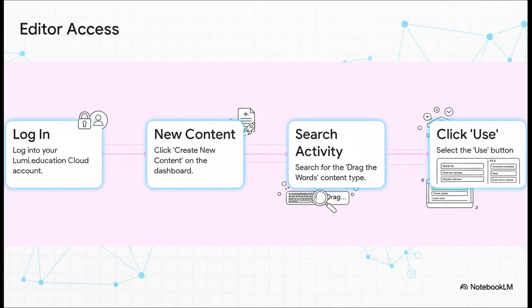Okay, so once you're logged into Lumi, you'll see a big button that says Create New Content. Give that a click. You're going to see a huge list of all the cool things you can make in H5P. Now, you could scroll forever, but trust me, the search bar is your best friend here. Just start typing Drag the Words, and when it pops up, hit that Use button. Bam! You're in the editor.